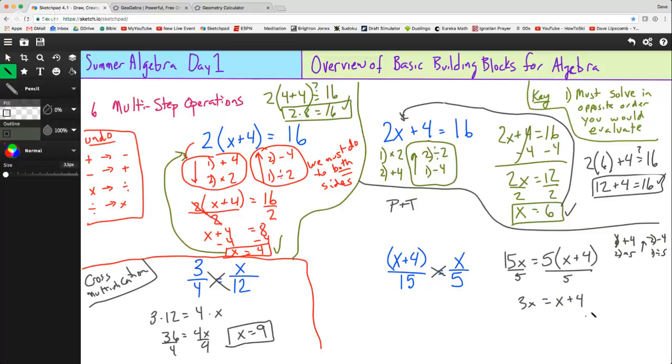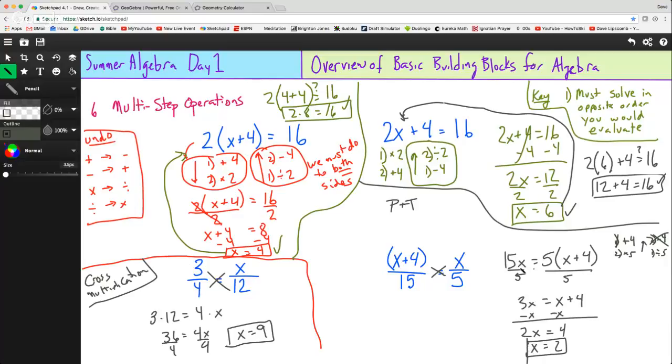And then, well, now we have to combine like terms. So we're not going to do the subtract 4 side. We have 3x equals x plus 4. So we've got to combine our x's. So let's see. We've got to subtract an x from both sides to simplify. 2x equals 4. So x equals 2.